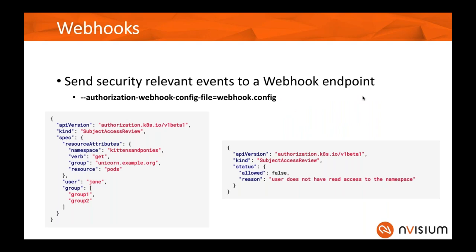You can also send things to webhook endpoints. So if you have webhooks set up to do reporting and alerting, you can shovel that information out to a webhook endpoint. And you can set this at the API server with the authorization webhook config file setting, and then send that to your webhook of choice.